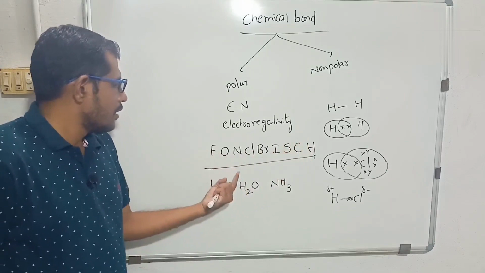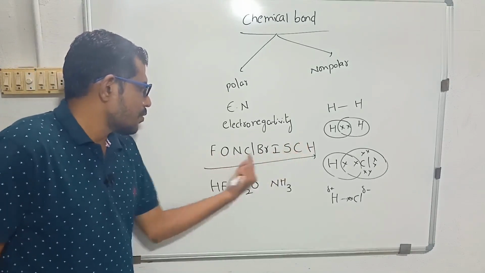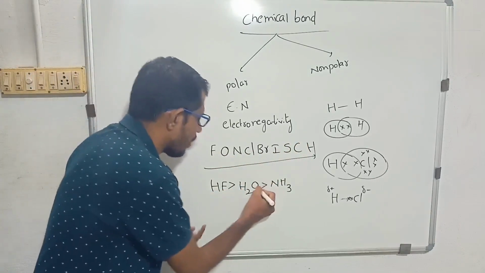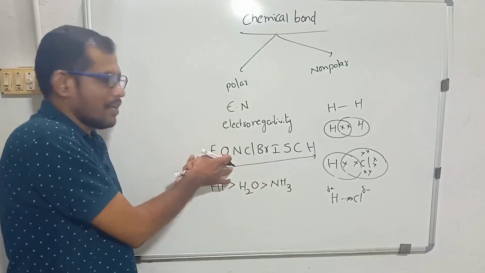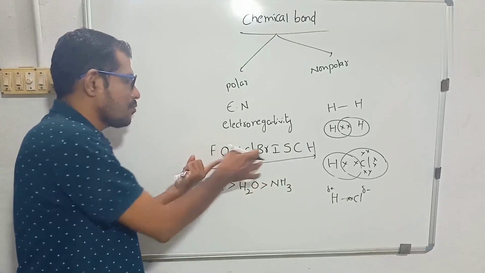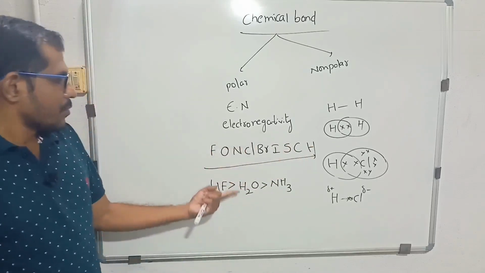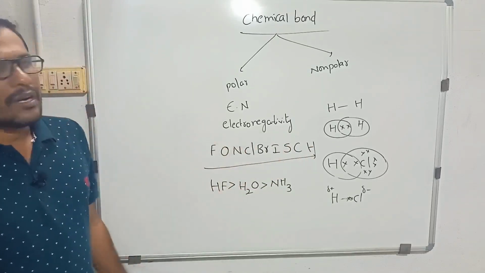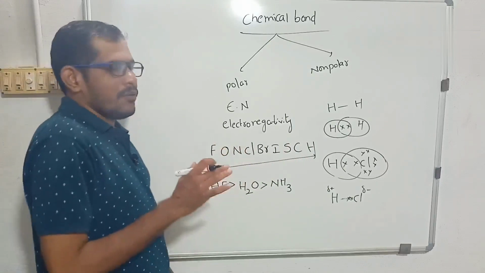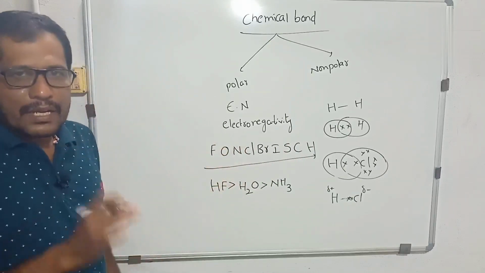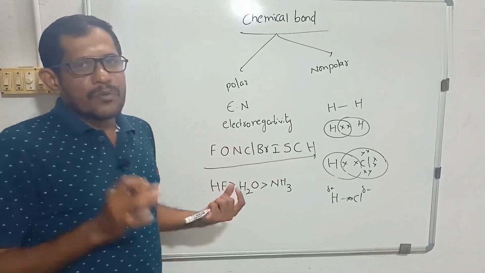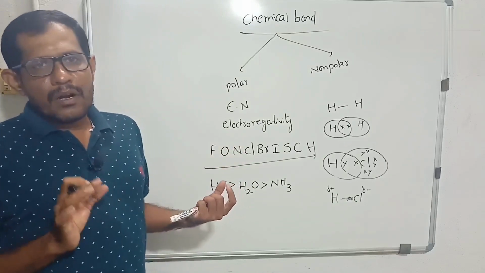Next, coming to H2O and NH3, which is more polar? H2O is more polar. Why? The electronegativity difference is more between O and H compared to N and H. That's the polarity order based on electronegativity. If any compound is given, by this we can say whether that compound is polar or not.